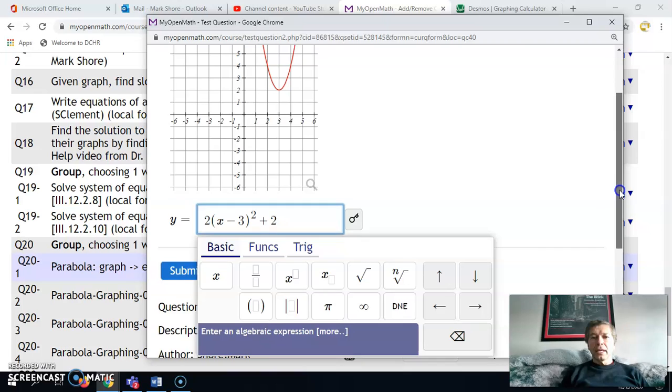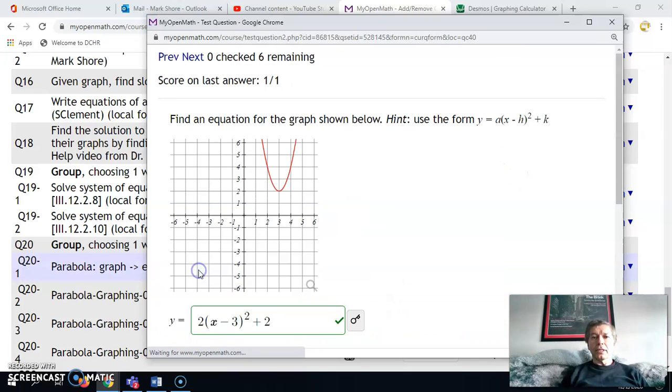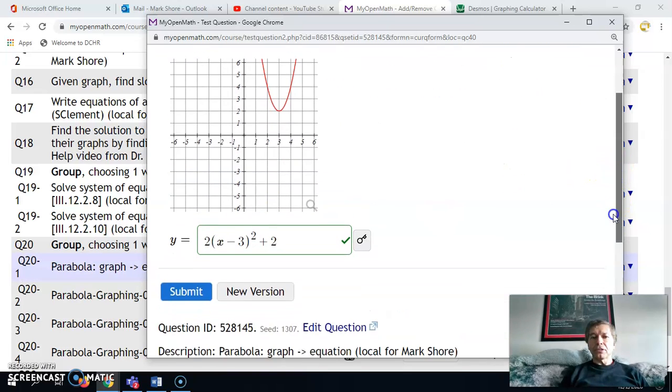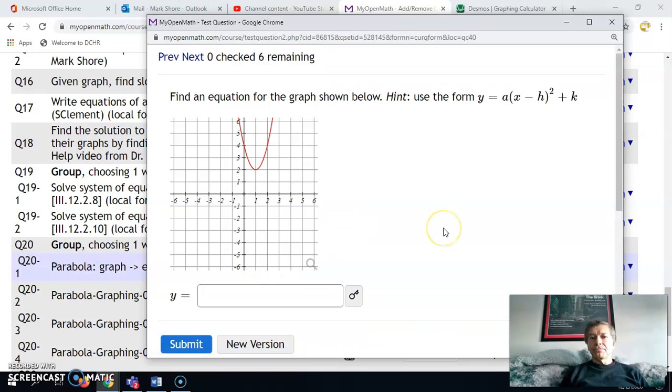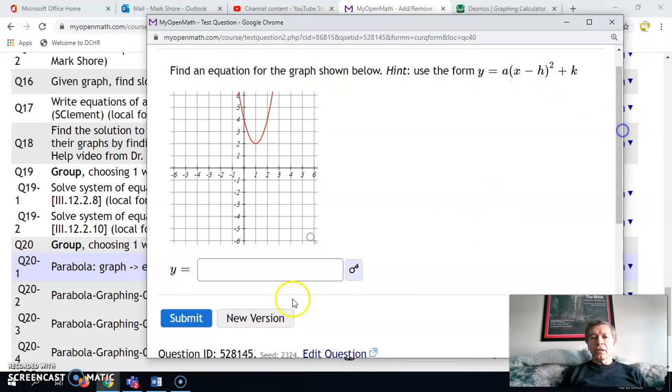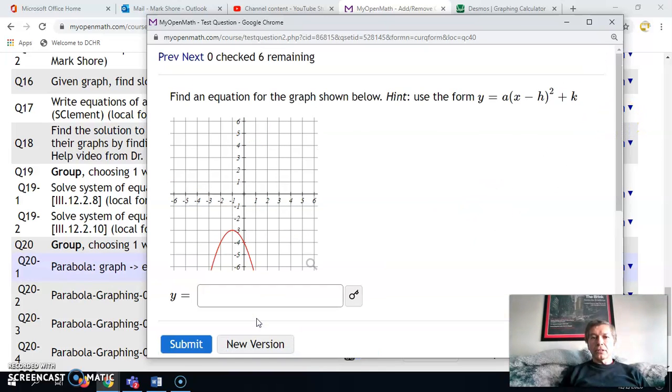Let's submit that one. And you can see that if you do a few of these, you get faster and faster at it. But if you're not going this fast, you can always just watch another video on this. And let's see if we can find a new version that's a little bit different. Let's do this one.